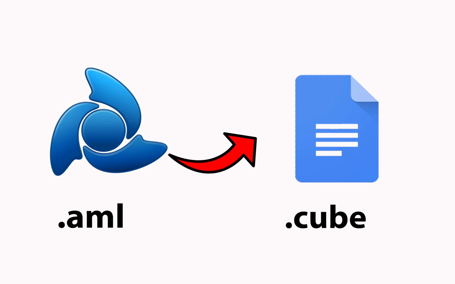If it is in .aml, you have to go through one more step to convert that from .aml to .cube, and if your file is already in .cube, you can skip the next portion of the video and go directly to DaVinci Resolve.